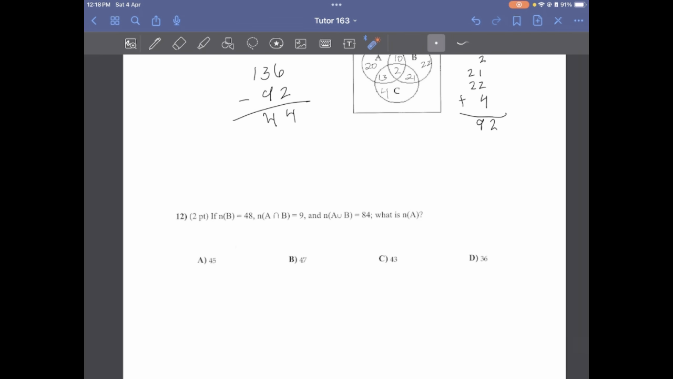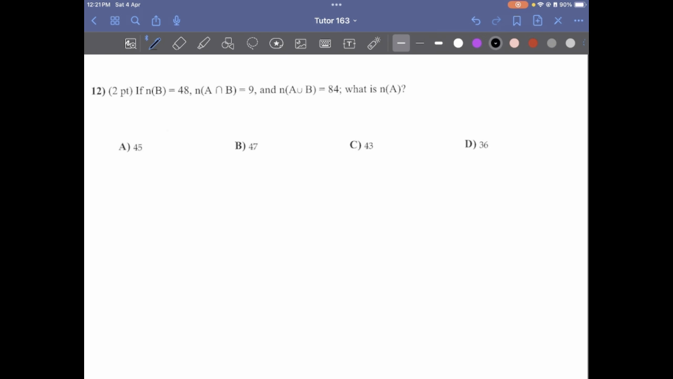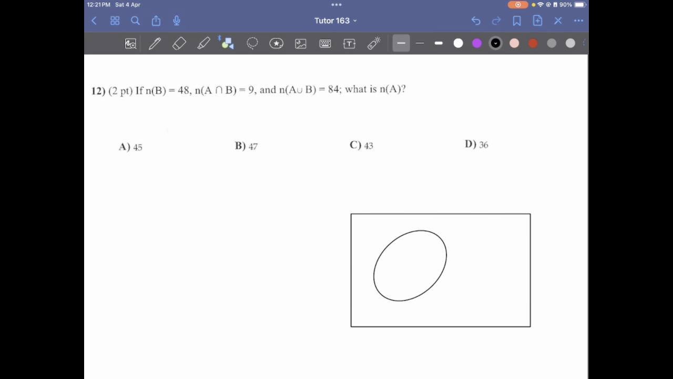If the number of elements in B is equal to 48 and the number of elements in A intersection B is equal to 9 and number of elements in A union B is equal to 84, what is number of elements in A? See this? You'd have to know how to maneuver this to actually answer this without graphing it. So for me, I like to see a visual of it and work with my visual. So what I'm going to do is I'm just going to draw a graph.